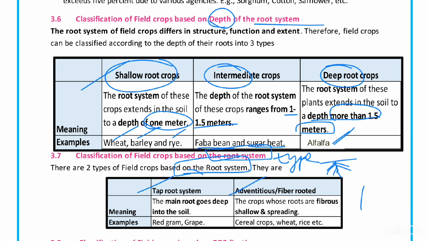In the taproot system, there is a main root going into the soil, and from the main root there will be small rootlets. In this picture also, the roots are arising from the main root. The main root is going deep into the soil. So this type of root system, in which the root goes deep into the soil, is called the taproot system. Examples are red gram and grapes.